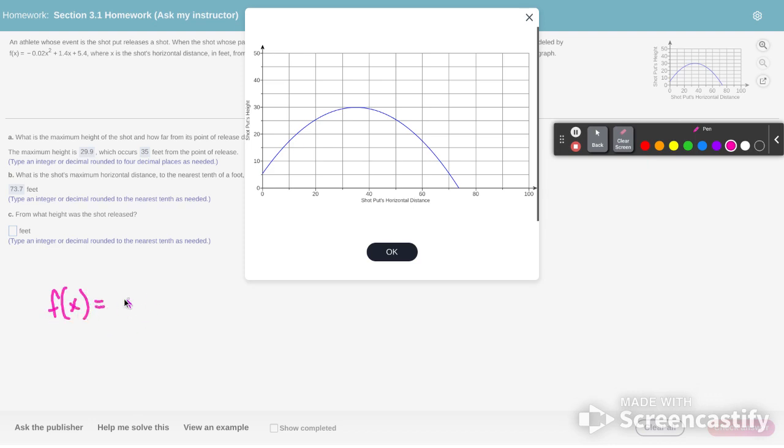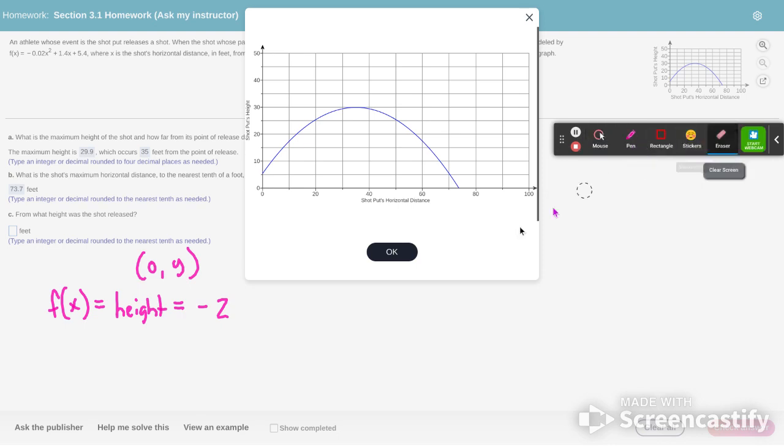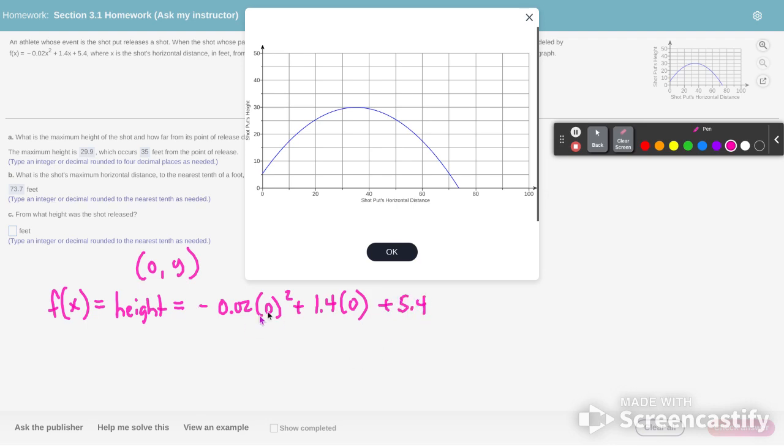We're trying to find f of x, which in this case is going to be our output or our height. That's our y value. And that is going to be equal to, we're going to do this when x is equal to 0. That will help us find that y and that height. So this makes it really easy because we say negative 0.02 times 0 squared plus 1.4 times 0 plus 5.4. What happens is this just goes away because 0 times anything turns into 0.